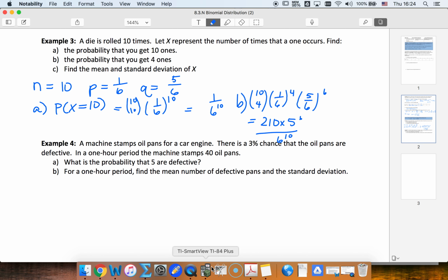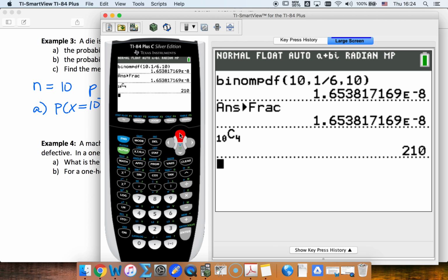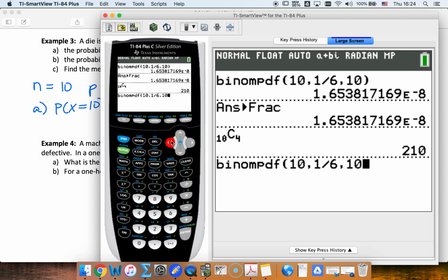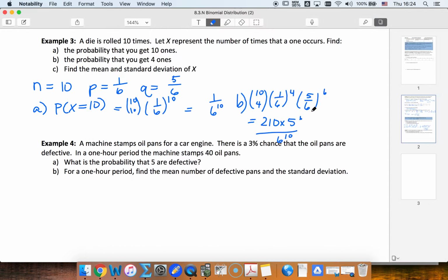I could also go back to my binomial PDF and calculate this, changing my 10 now to a 4. All right, so here's my approximation, 0.0543.